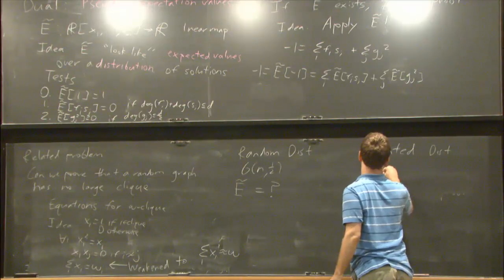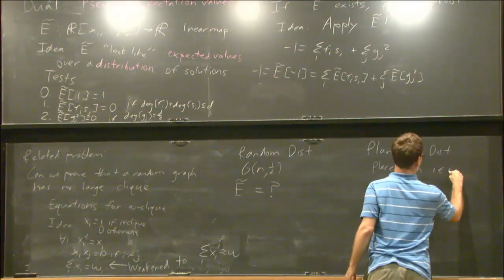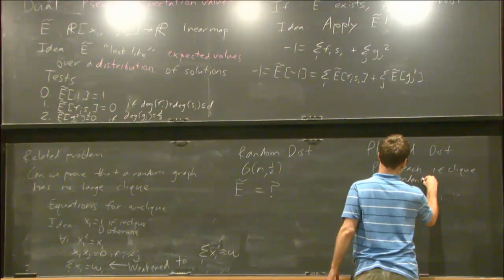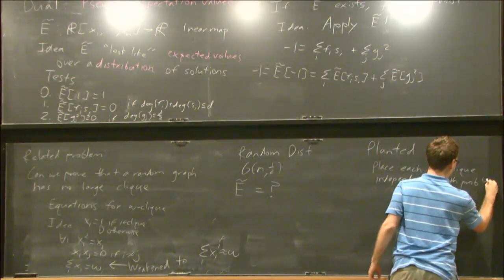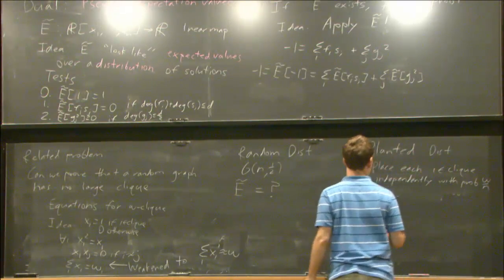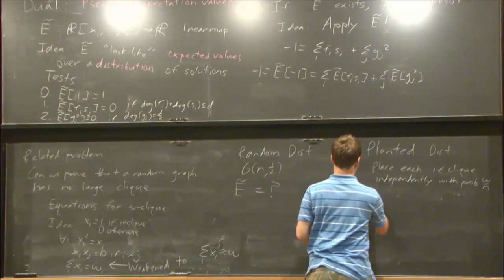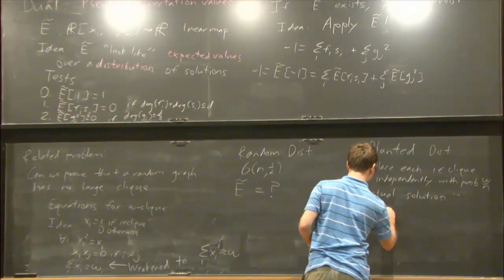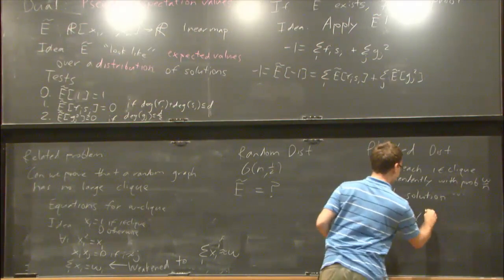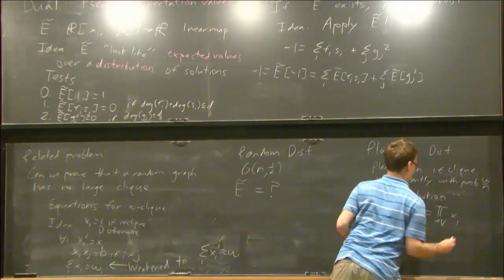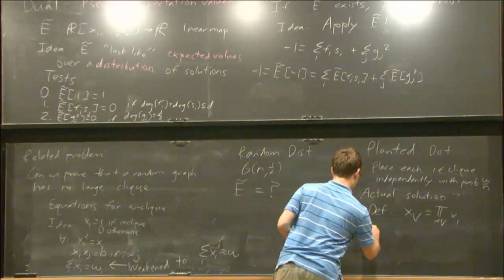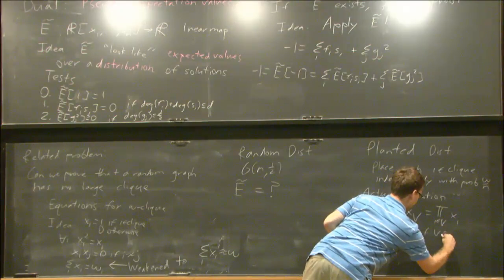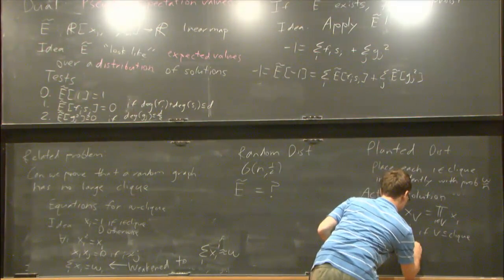In our planted distribution we place each i in the clique independently with probability omega over n. And then we have an actual solution which, if we define xv for a set of vertices v to be the product of all the elements in v, then our actual solution is xv is 1 if v is a subset of the clique, and 0 otherwise.